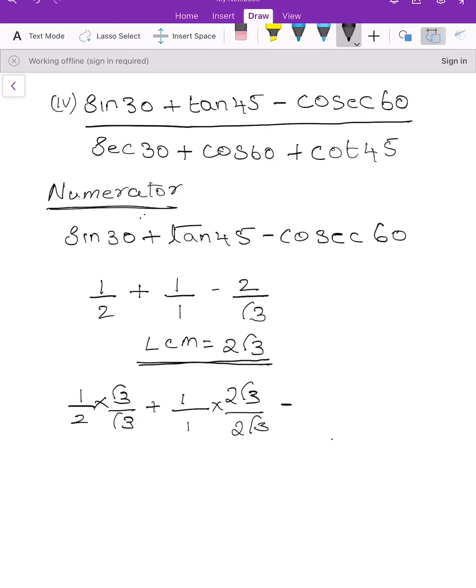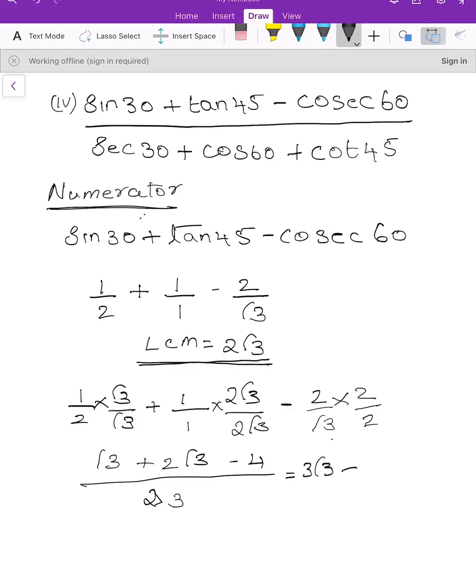For the 1 by 1, I have to multiply with 2 root 3. For minus 2 by root 3, root 3 is already there, so I have to multiply the numerator and denominator with 2. So my denominator will become 2 root 3 in all three terms. So it is root 3 plus 2 root 3 minus 4 by 2 root 3. 1 root 3 plus 2 root 3 is 3 root 3. So I get 3 root 3 minus 4 by 2 root 3.